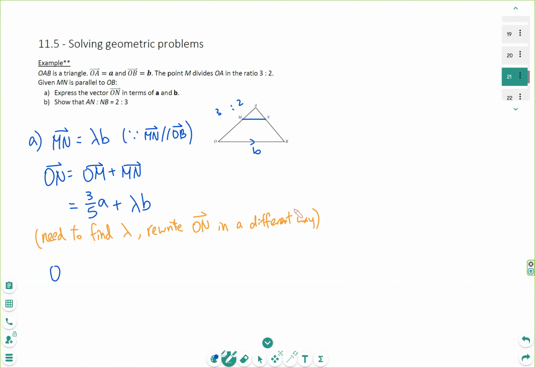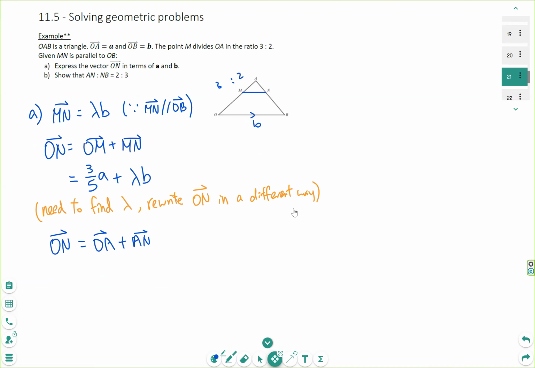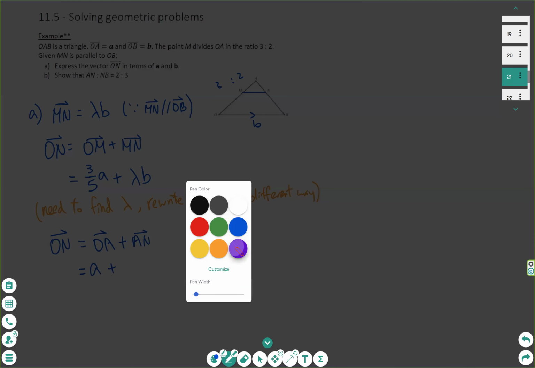So let's do it again. ON, how can we write it differently? Maybe we can do OA plus AN, or we can do OB plus BN, which is fine. So what's OA? OA is A. What about AN? Now, we don't know anything about AN, do we? We actually don't. What we know is AN is part of AB. That's another tricky part.